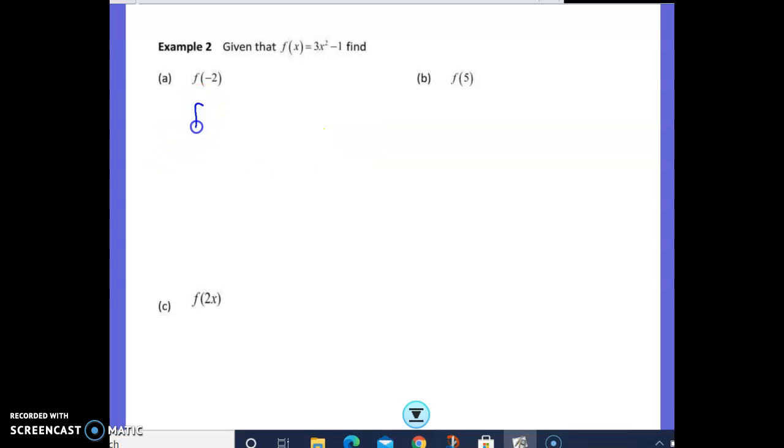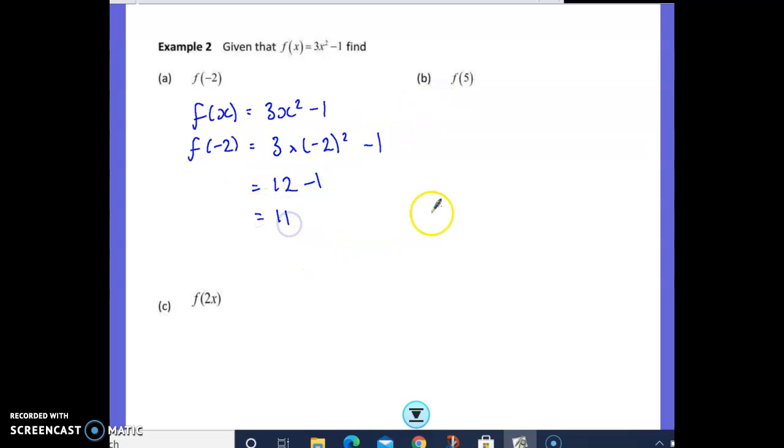Okay, let's try another one then. We've got f of x is 3x squared minus 1, and I want to find f of minus 2. That means I need to replace my x with minus 2. So I get 3 lots of minus 2 squared, take away 1. Minus 2 squared is minus 2 times by itself. Remember, a negative times a negative is positive. So negative 2 times negative 2, or negative 2 squared, would be 4. Times 3 would be 12. Take away 1 gives me 11.